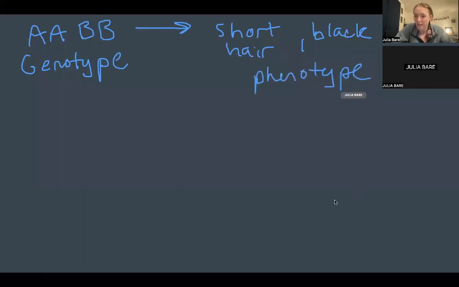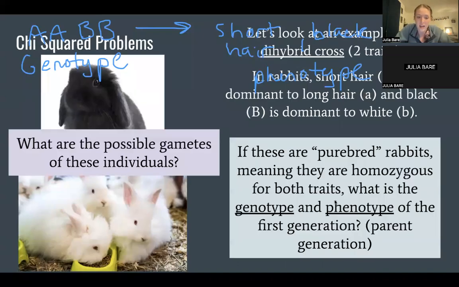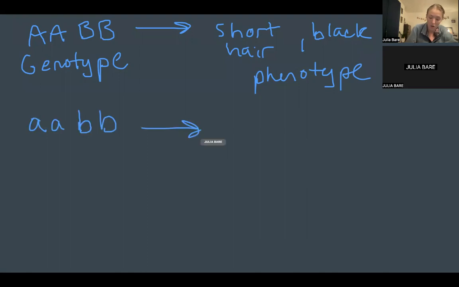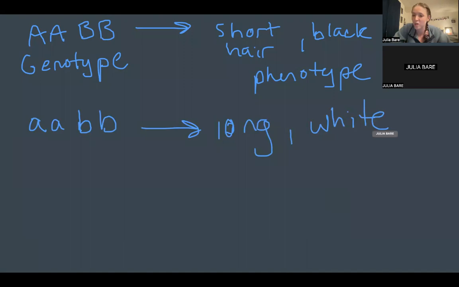Okay. Now, if we go back, we're looking at a long-haired white rabbit, which means, again, if we are thinking about their genotypes and phenotypes, this would be a lowercase a, lowercase a, lowercase b, lowercase b, and their phenotype would be long, white. Okay, so just a little review of genotypes and phenotypes.